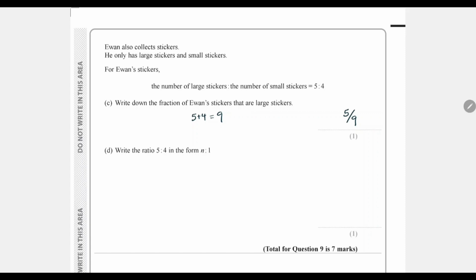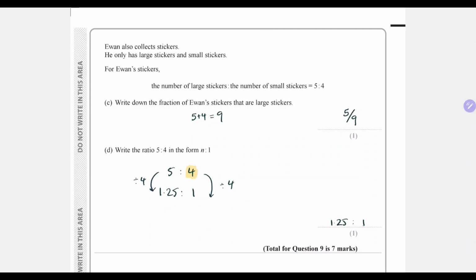Question D says, write the ratio of 5 to 4 in the form n to 1. So we have 5 to 4. And what we want to do is we want to get this 4 equal to 1. And so in order to do that, we're going to divide this side by 4, because 4 divided by 4 gives us 1. As ratios, whatever you do to one side of the ratio, you have to do to the other. So 5 divided by 4 gives us 1.25. And so our answer is 1.25 to 1.